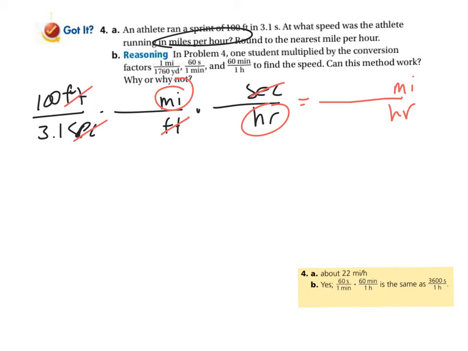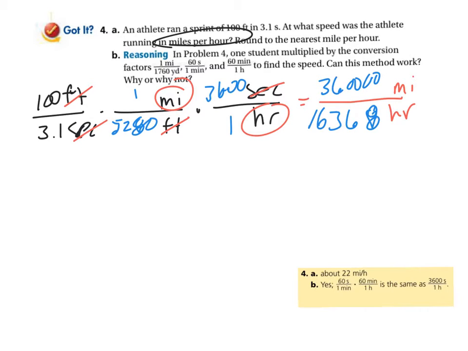There are 5,280 feet in a mile. There are 3,600 seconds in an hour. So on the top we're going to have 100 times 3,600, which is 360,000. And the bottom, 3.1 times 5,280, which is 16,368. There we are. Divide that out and we get 21.99, or again about 22 miles per hour.